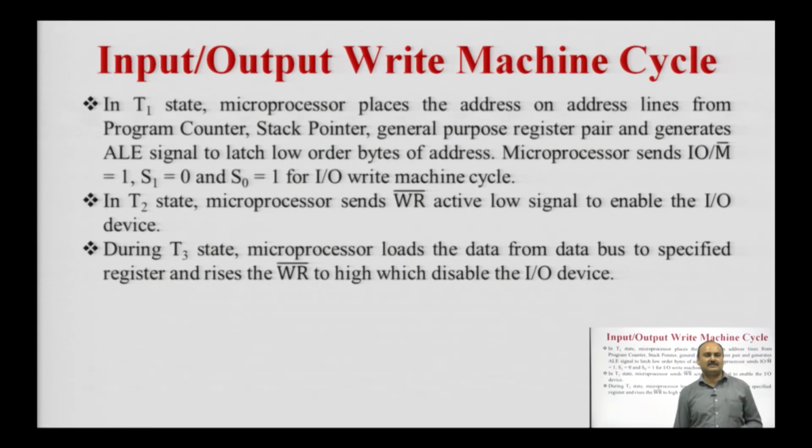The next machine cycle is the input output write machine cycle. In the input output write machine cycle, the status signals are IO/M equals 1, S1 equals 0 and S0 equals 1. At the T1 T state, the processor will generate the ALE signal and place the 16-bit address from the program counter, stack pointer register or the general purpose register. In the T2 T state, the processor will generate an active low write control signal to enable the input output device, and this signal will change from logic 0 to logic 1 at the T3 T state.